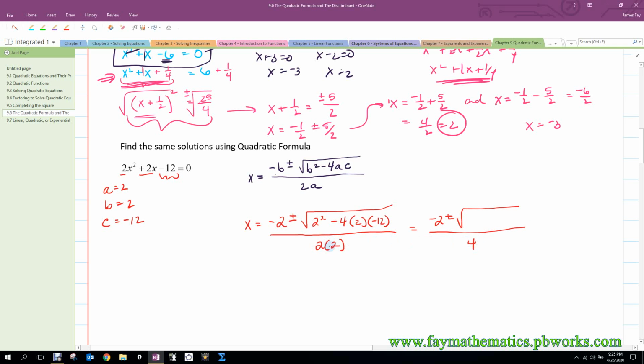Okay, so this bottom's easy to do. 2 times 2 is 4. Now this here, obviously that's a 4. 2 squared is 4. Minus, okay, so I'm going to multiply this stuff. So I'll have 4 times 2 times negative 12.